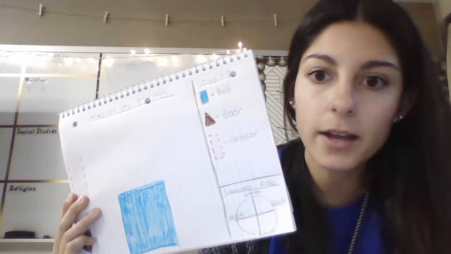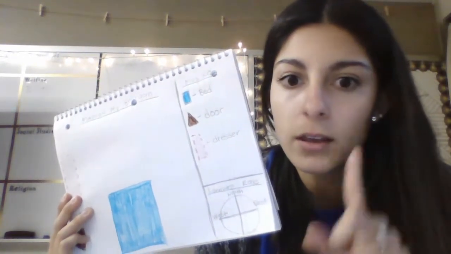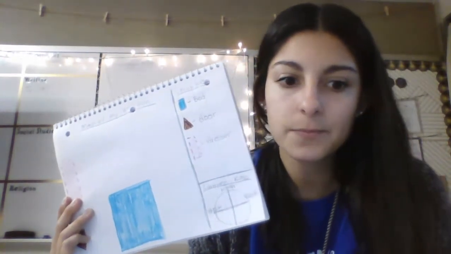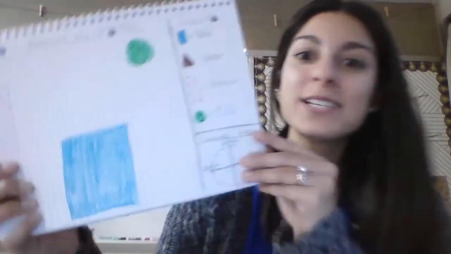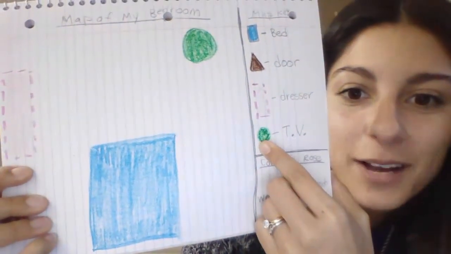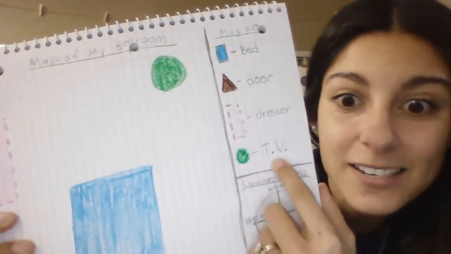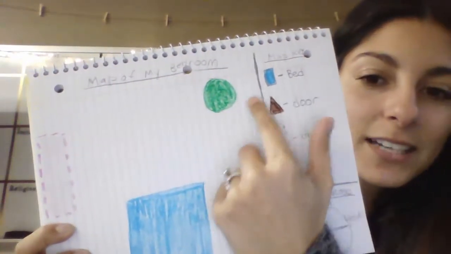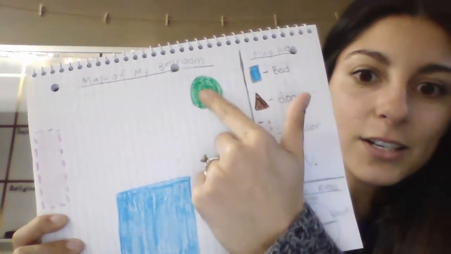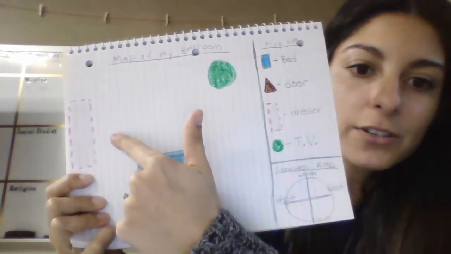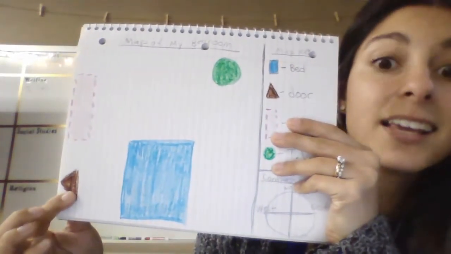Okay, so I'm going to go ahead and stop, and I'm going to add one more thing to my map of my bedroom, and then I'll show you guys. I chose to make a circle as my TV. So my last thing on my map key is going to be a TV, and you can see that I have a television in my room, and it is a circle. So here's my bed, the TV's here, my dresser's here, and my door is here.